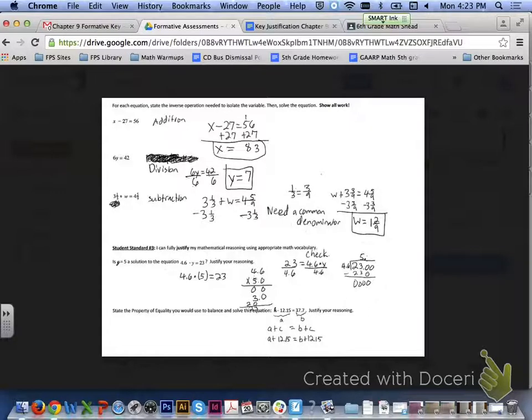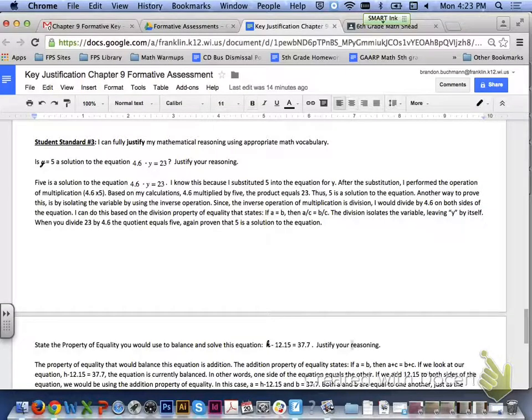Because the addition property of equality states that if A equals B, then A plus C equals B plus C. So in this case, h minus 12 and 1500ths equals A, and 37 and 7/10 equals B, as I've shown on my sheet here. So A plus 12 and 1500ths equals B plus 12 and 1500ths. So those things are equivalent. So now let's take a look at my justification.